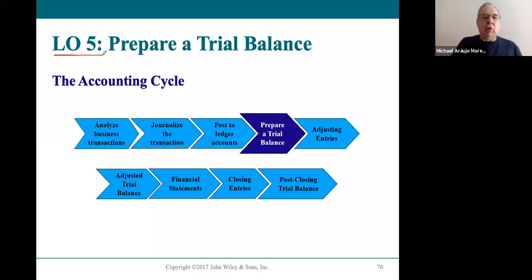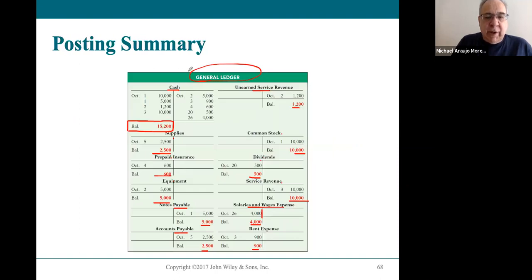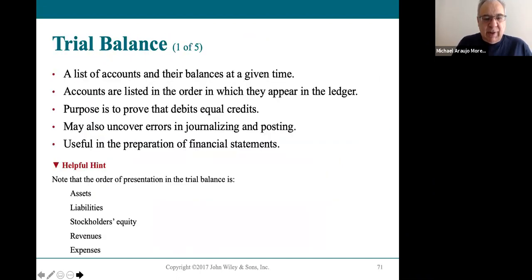Okay, so learning objective 5 basically takes a look at the ledger. Remember, when you look at a ledger, and you saw it just a couple of pages ago, you have all these accounts, and you'll notice that every single account has a balance, either on its debit or credit side. Well, if you did your accounting well, all the debit balances and all the credit balances will equal.